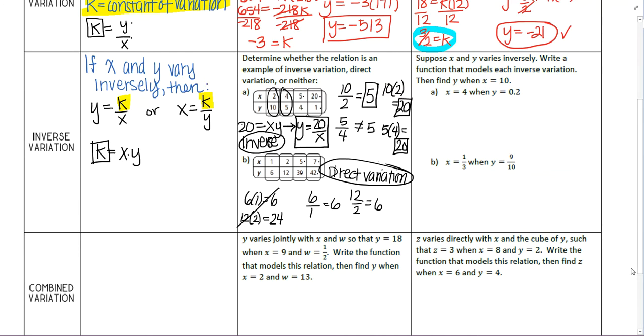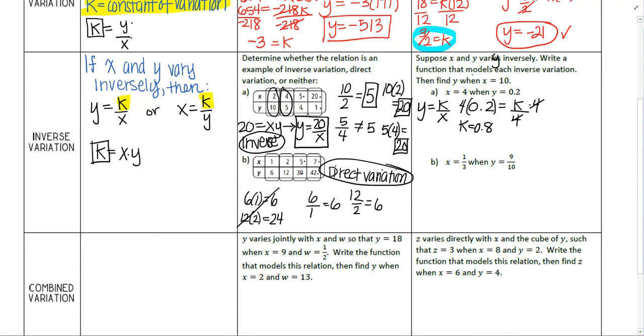Okay, let's do some different examples, like the examples from direct variation. Suppose x and y vary inversely. Write a function that models each inverse variation. Then find y when x is equal to 10. The process is very similar to the last case. We're going to have an equation, and usually I'm just going to use y equals k over x. I'm going to plug in the y and the x and find k. So y is 0.2, k is unknown, and x is 4. Solving for k, I'm going to multiply both sides by 4, and we get that k is 0.8.